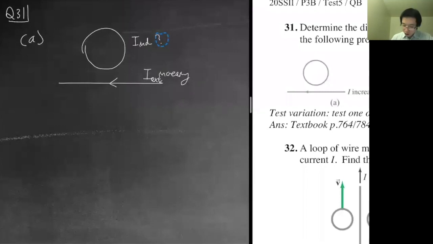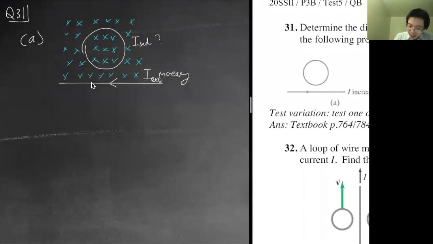So at first, I need to know the flux that goes through here. So the flux is B times A, right? B dot A. So what is the B field that goes through here? Well, there's a current going through here. So use your right hand and you'll see that basically there's a magnetic field going in here. And this magnetic field is due to the external current. This is B external. It's this guy creating this B field.